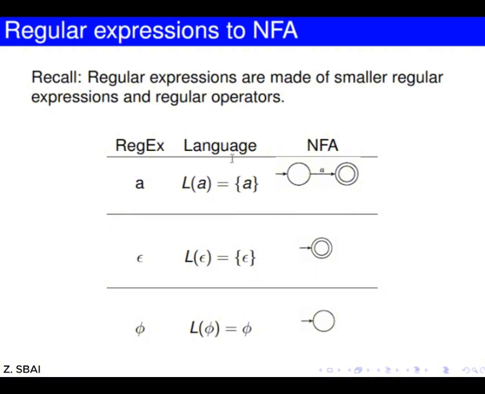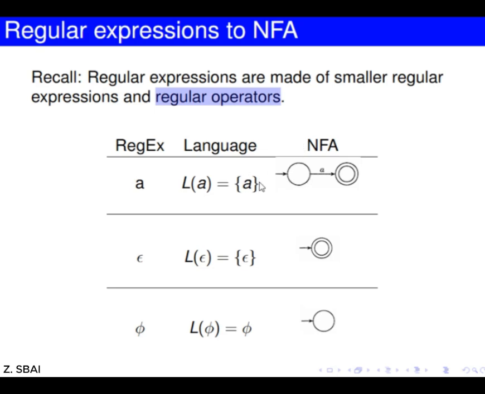And for the smallest regular expressions, which are a, epsilon, and the empty set, we know the languages. The language of small a is the set containing a. The language for the empty string is the set containing the empty string. And the language for the empty set is the empty set. And we already know how to draw the finite automata for all of these regular expressions.